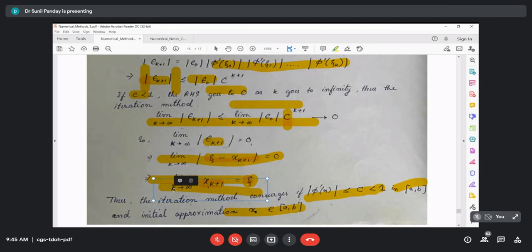So we have claimed that our claim is proved here: if we select iteration function phi x such that its first derivative is less than 1 within the domain of initial approximation, then x k plus 1 equals phi of x k is definitely converging towards the root.